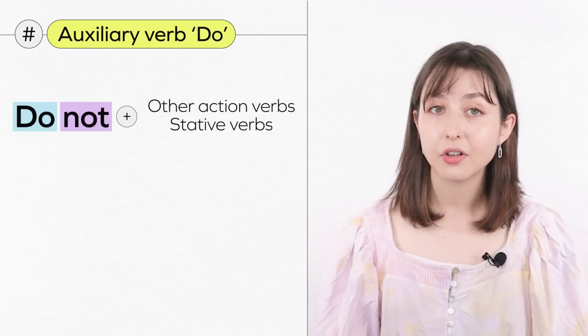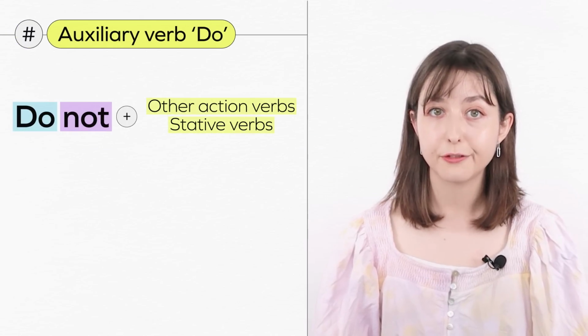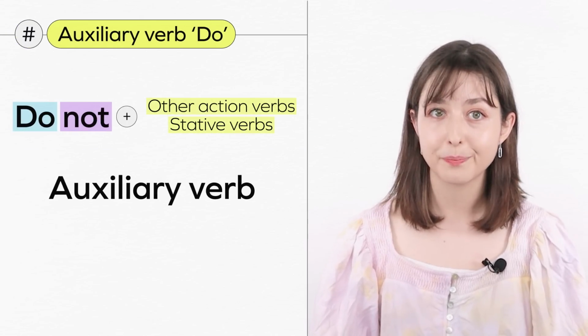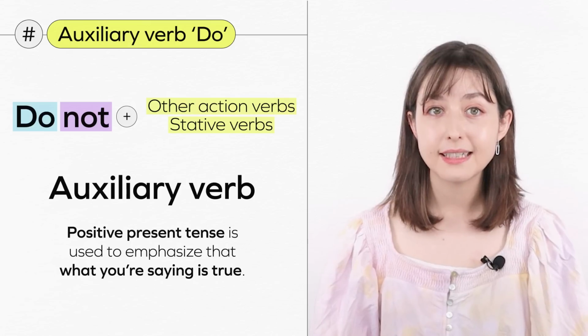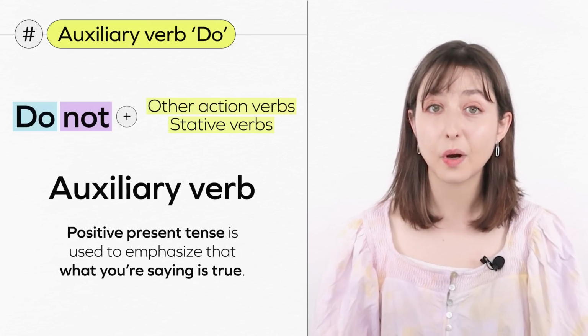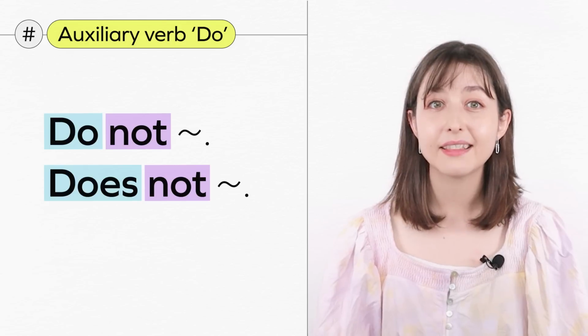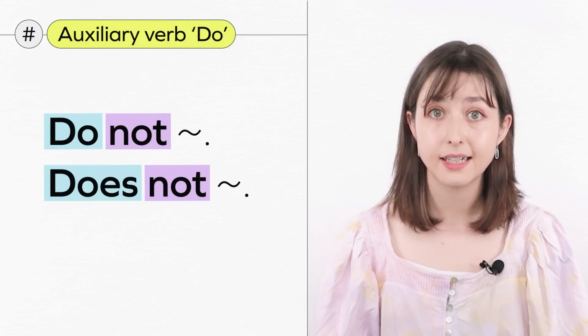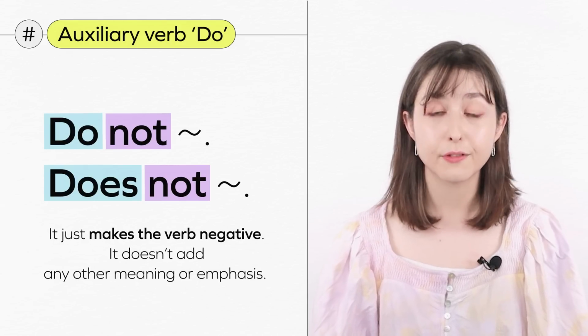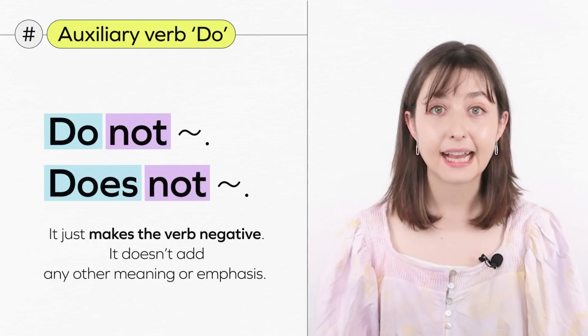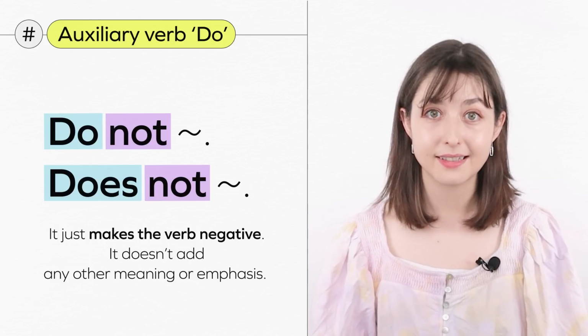Do and not can also come before other action or stative verbs. It's an auxiliary verb. You learned that the positive present tense is used to emphasize that what you're saying is true. However, do not and does not make the negative present simple tense. This means it just makes the verb negative. It doesn't add any other meaning or emphasis.